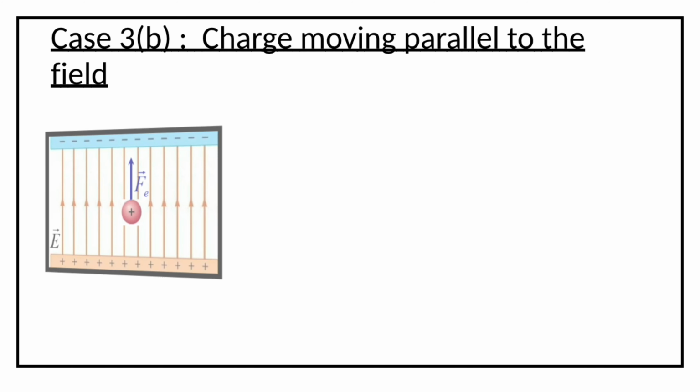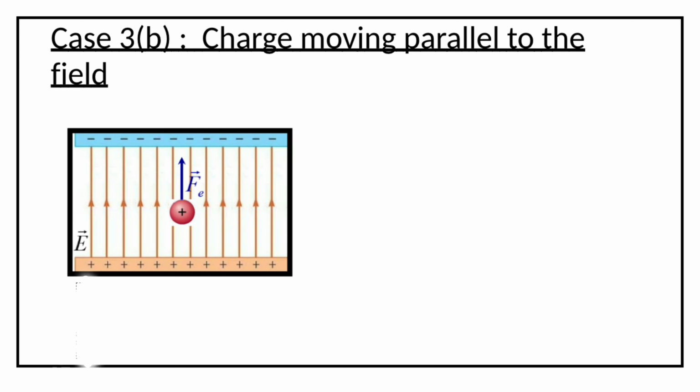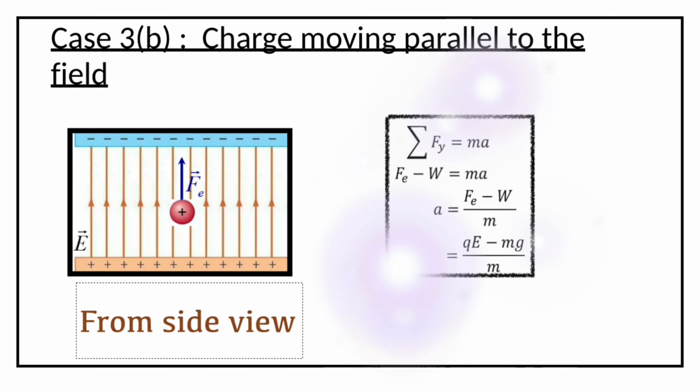Alright, okay, we look at case 3B, charge moving parallel to the field. This one we look at from the side view. The positive charge will have electrostatic force upwards, and we have another force downwards, which is W. So the summation of Fy equals MA. Fe minus W equals MA, and we get A equals QE minus mg over m.